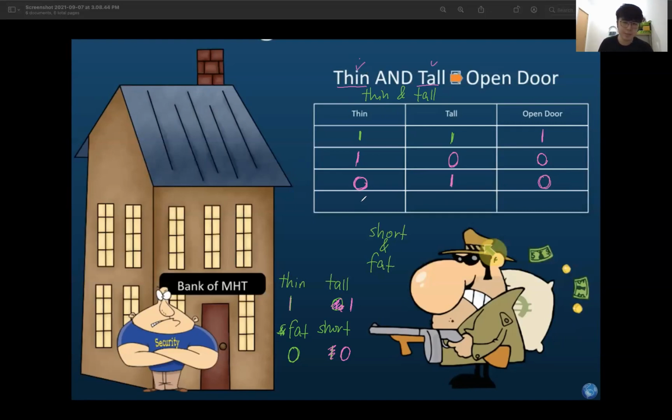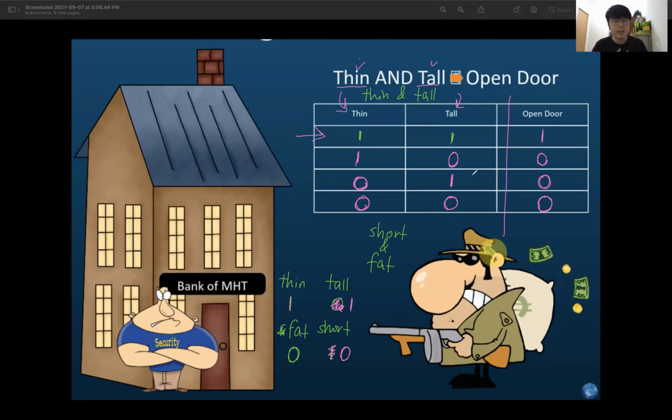Now the last customer comes, short and fat, 0, 0. Does the security open the door? No, 0 also, right? So this is the outcome. This is based on the input, which is the customer, whether it is thin or tall or short or fat, then the security has to make a decision. I open the door or I do not open the door. So based on this manager's instruction, the security only opens the door when the customer is thin and tall.